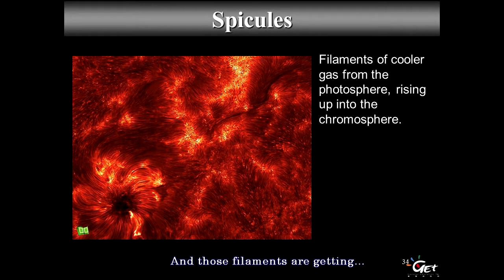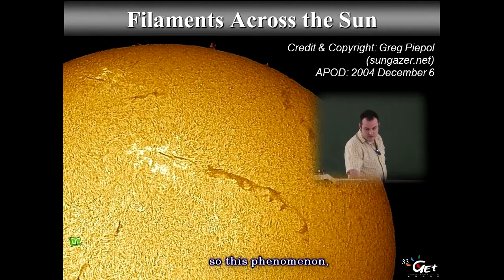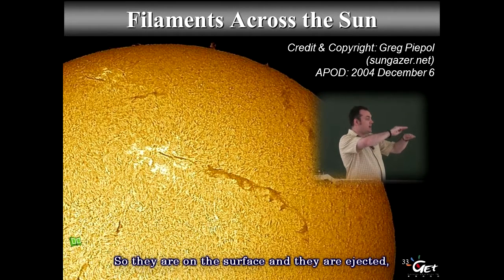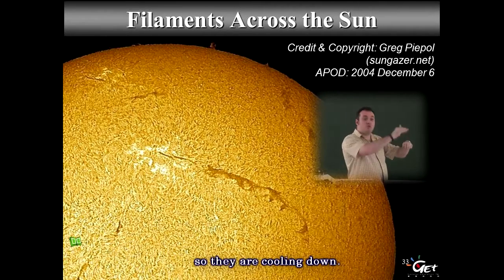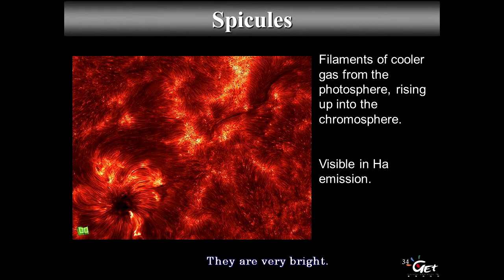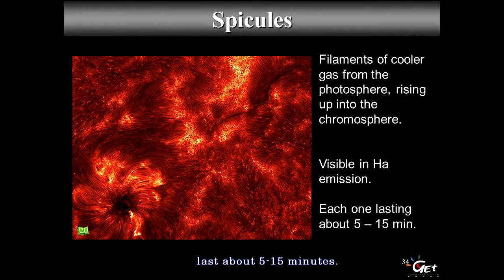Those filaments are getting cooler because they are actually ejected. They are on the surface and they are ejected, so they are cooling down. They are very bright in H-alpha actually. And usually these phenomena last about 5 to 15 minutes. So you just have a burst of matter going out from the surface and falling back again. That's what creates those filaments.